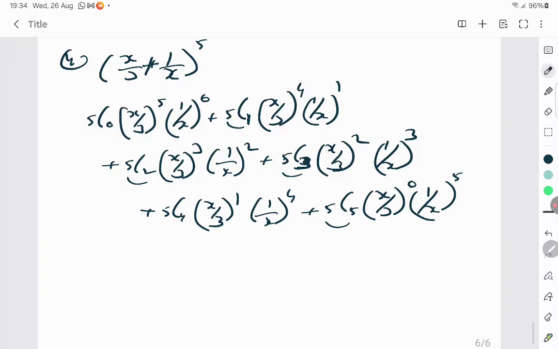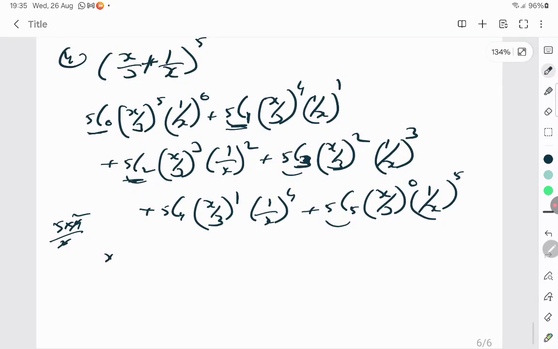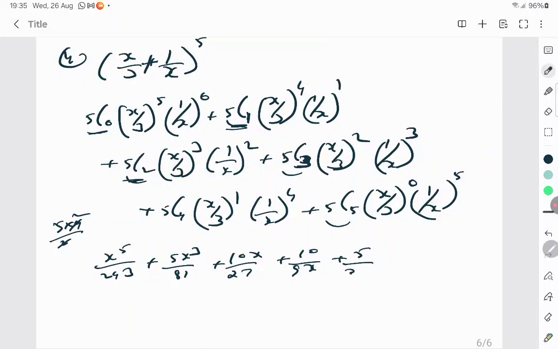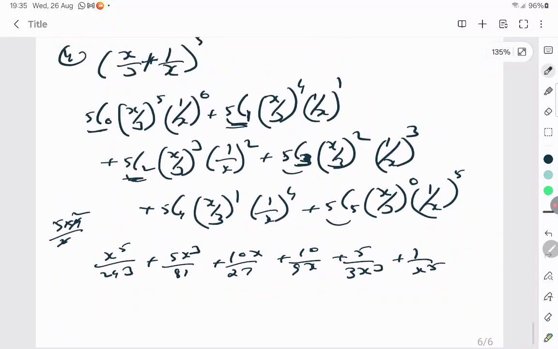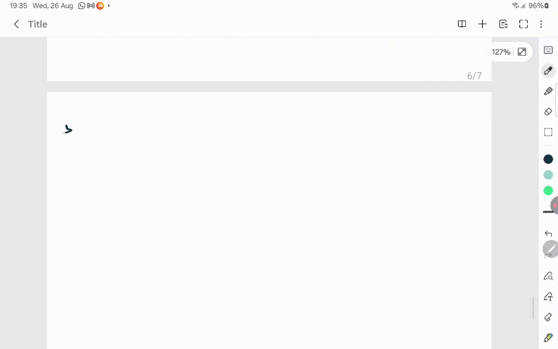As simple as that. You know, 5c0 is 1, 5c1 is 5, 5c2 is 5 into 4 by 2, which is 10, and 5c3 is the same as 5c2. So you can copy the corresponding thing, and you get x to the power 5 by 243 plus 5x cubed by 81 plus 10x by 27 plus 10 by 9x plus 5 by 3x cubed plus 1 by x to the power 5. Very, very easy to solve this. So solve it and get the answer. Let's go to the next sum.